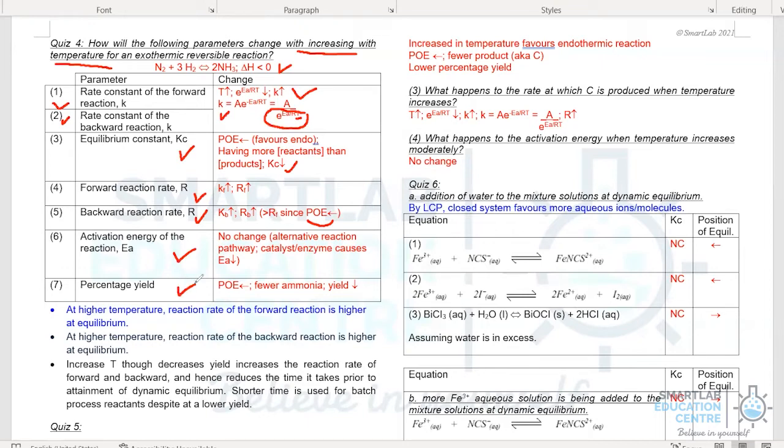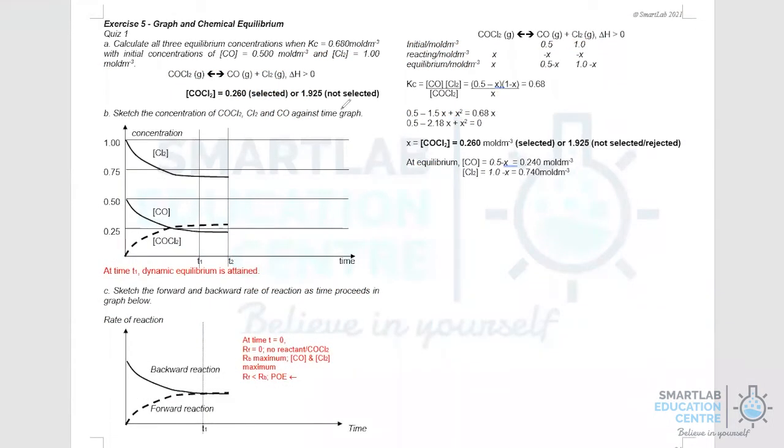Finally, what happens to your percentage U? If your position of equilibrium shifts backward, then of course your percentage U will drop. Okay, this is a final example where we're going to study both graphs, concentration versus time, as well as rate of reaction versus time.